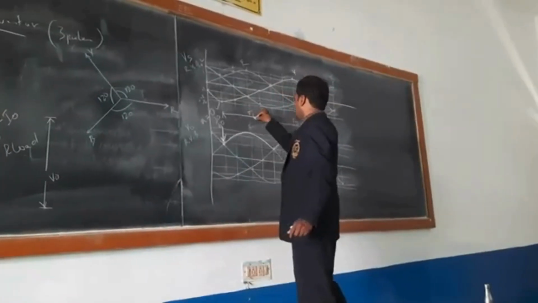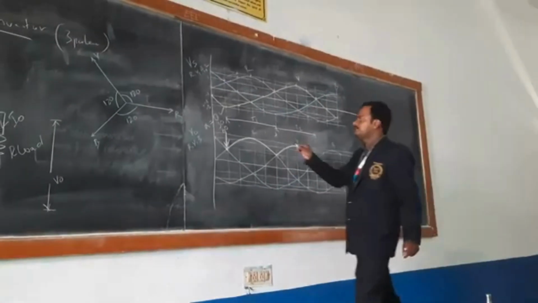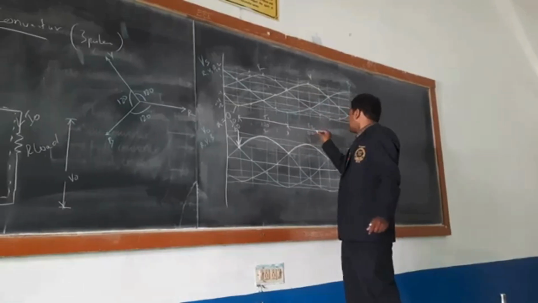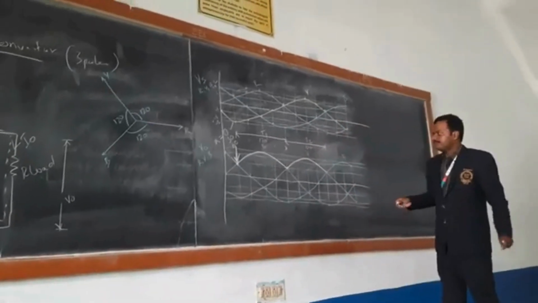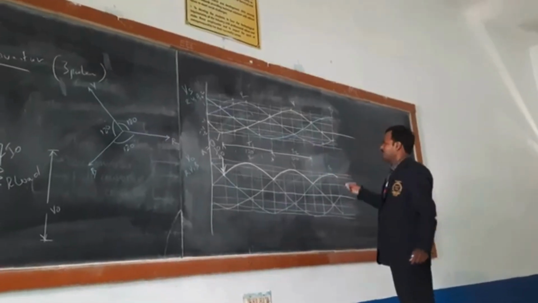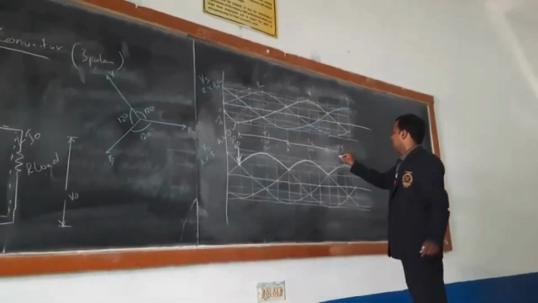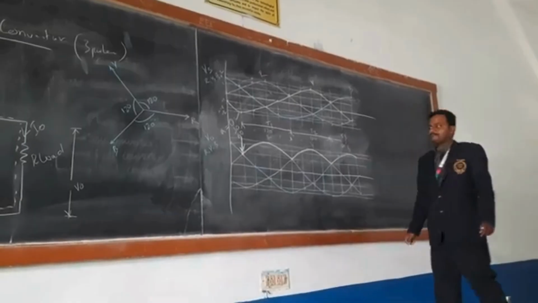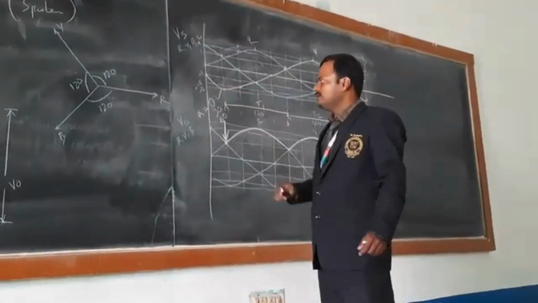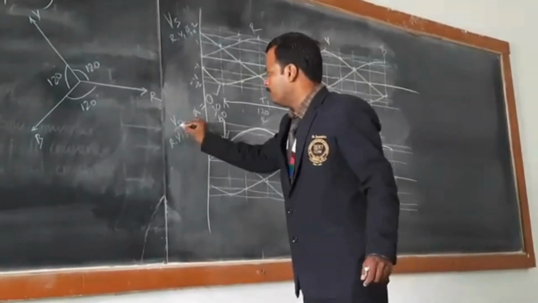T1 is conducting, T2 is conducting up to 120 degree. Each is going to conduct up to 120 degree. Again from this point, the B phase is going to conduct up to another 120 degree. This is the output waveform for alpha equal to 0. We have drawn only the output voltage.